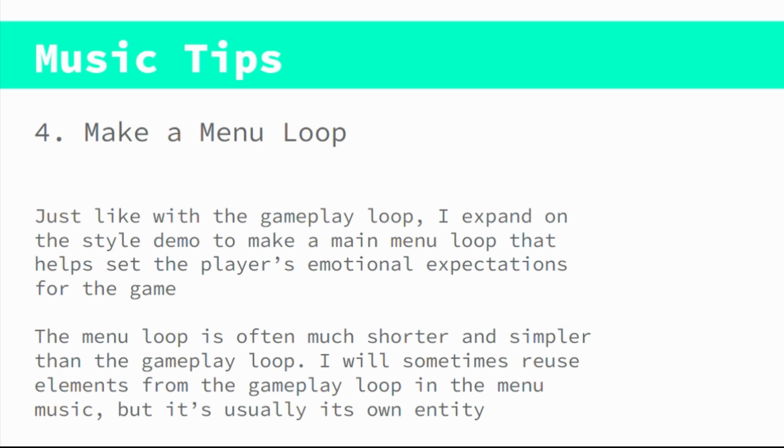Then, once the main gameplay music is done completely, I'll do the exact same process just for the menu music. Usually for the menu music, I go through all of the steps, but make it much shorter. Usually it's in a different key. Sometimes I reuse elements from the main gameplay track. Other times it'll be a completely different track, just using the same instrumentation from the style demo.